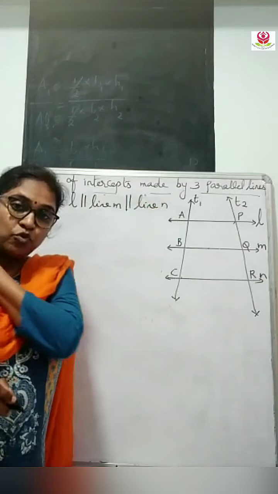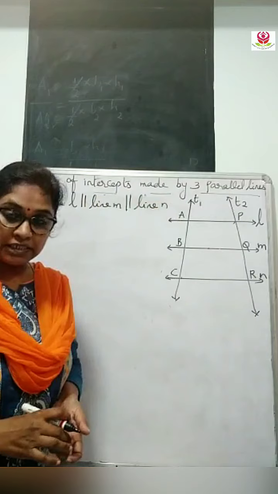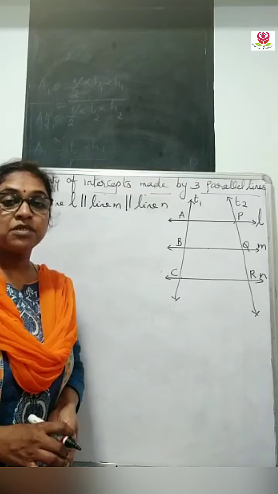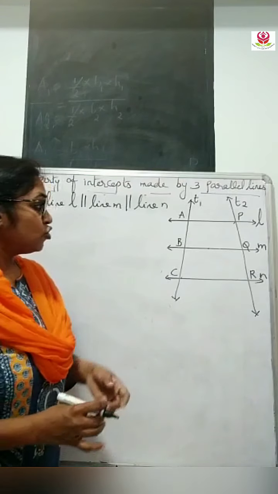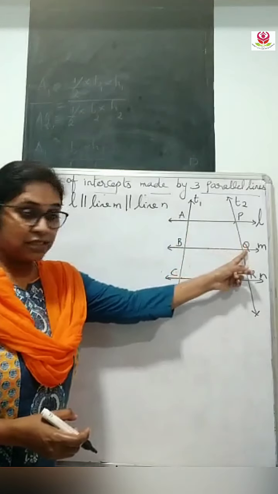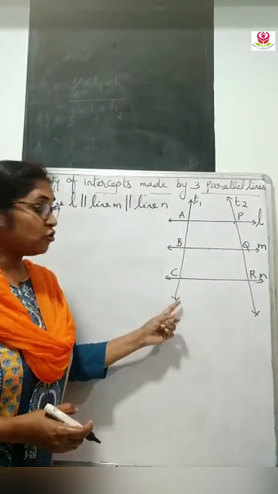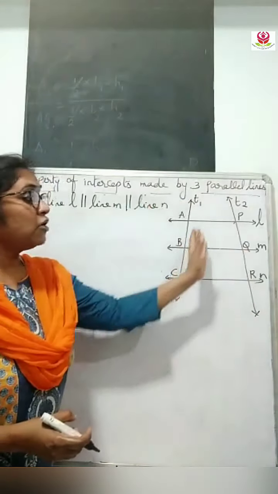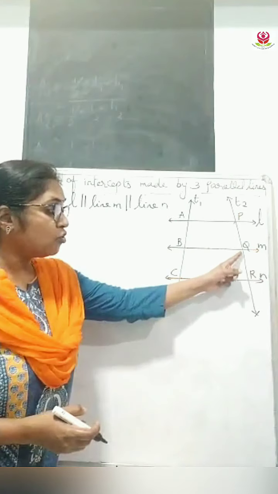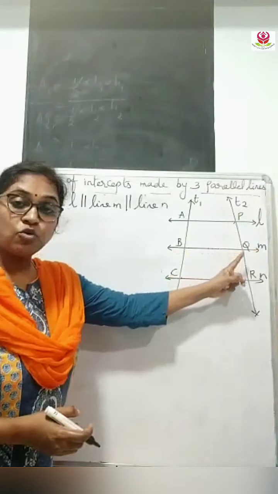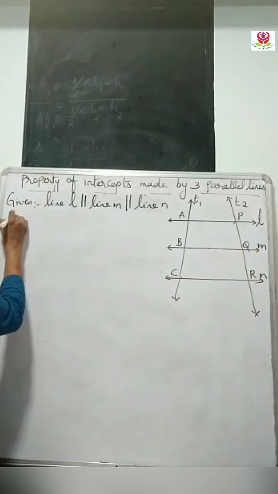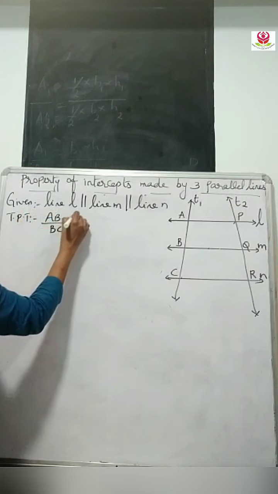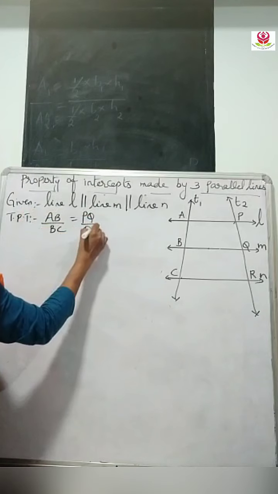What we are supposed to prove is that the ratio of the intercepts made on one transversal is equal to the ratio of the intercepts made on any other transversal. Here we have transversals T1 and T2. On transversal T1, the intercepts are AB and BC, so the ratio will be AB upon BC. On the next transversal, the intercepts are PQ and QR, so the ratio will be PQ upon QR. So you have to prove that AB upon BC is equal to PQ upon QR.